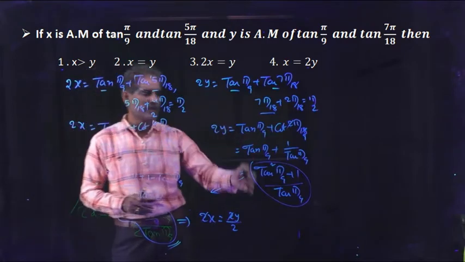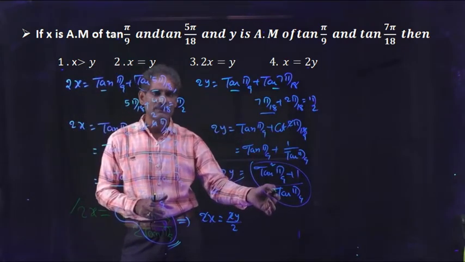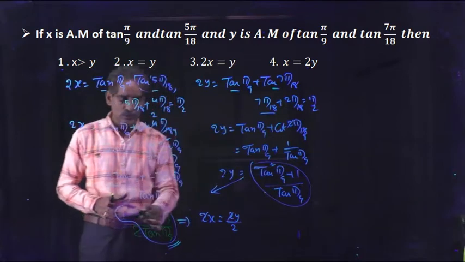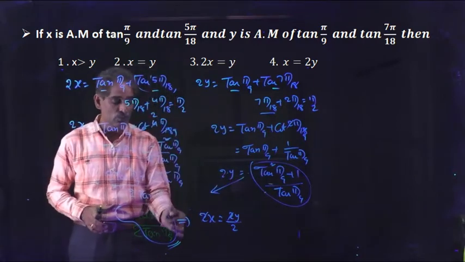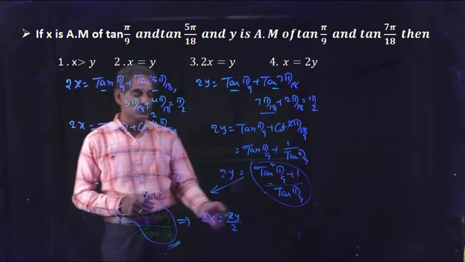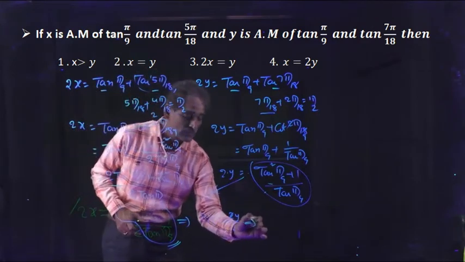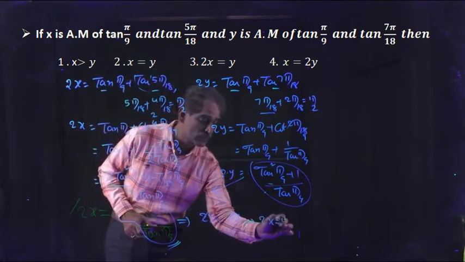Similarly, find out the y value. So 2y is equal to this one. So observe these two. This part is equal to 2y. Just replace this part by 2y. 2x equal to y by 2. This implies 2x is equal to y.